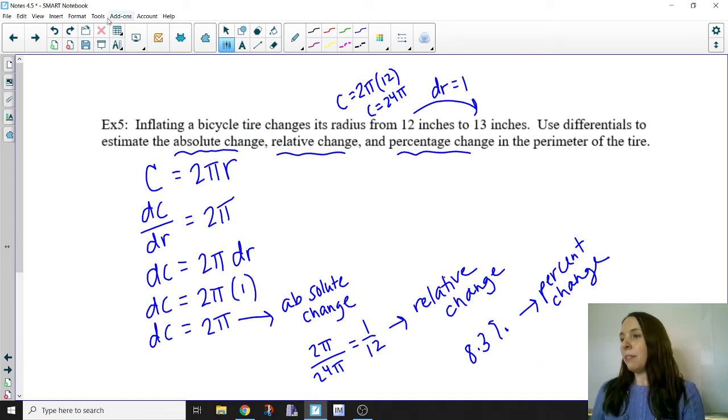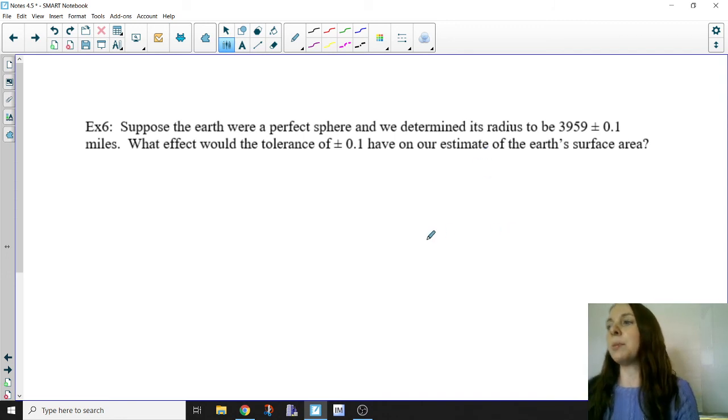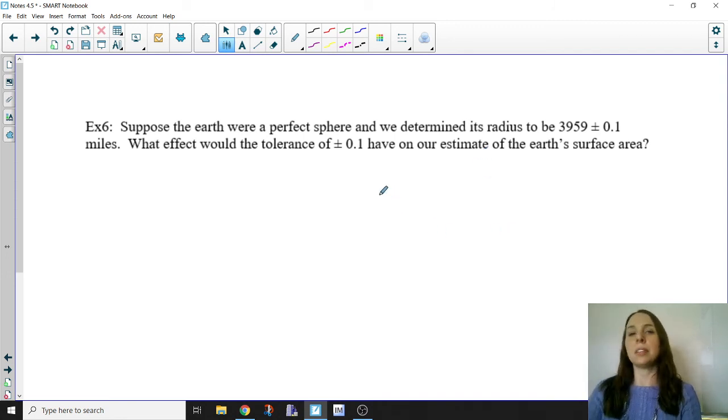Okay, finally, I think example 6 is super fun. And this is the last one that I'm going to go over. I will give you an answer to example 7. I don't think it's fun, so I'm not going to really go over it. But let's finish with one that's pretty fun.